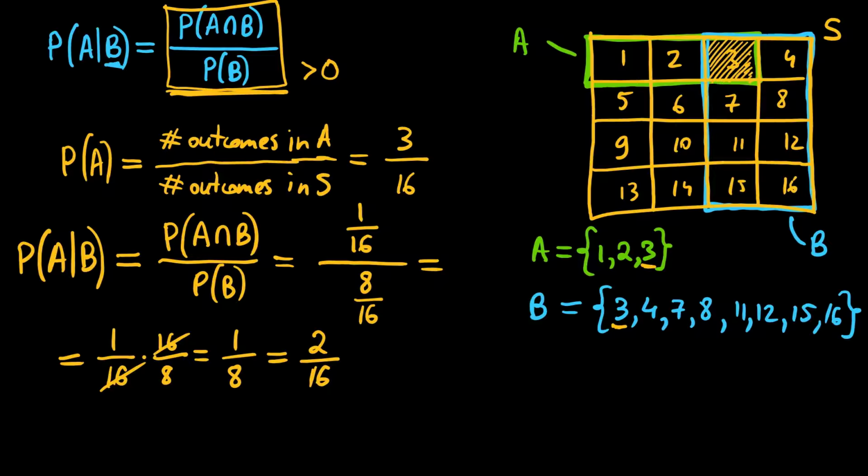The only reason I did that is because I want to compare it to the probability we had at the beginning. The beginning probability of us winning was 3 over 16. But once we've heard this news that the outcome that turned up is in set B, we have updated our probability of winning to 2 over 16. So the probability of winning went down. That was not the kind of news that we wanted to hear.